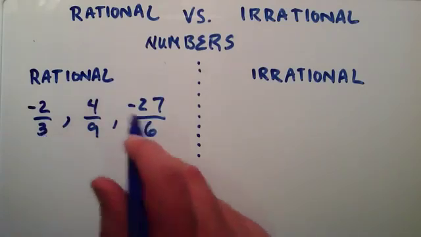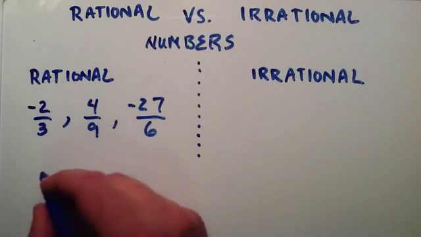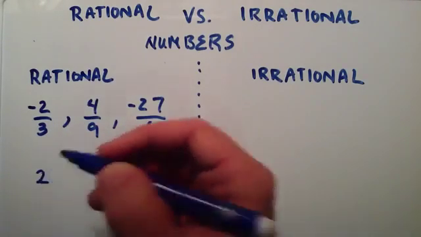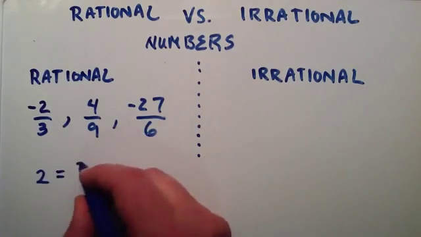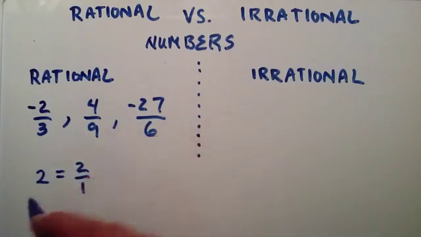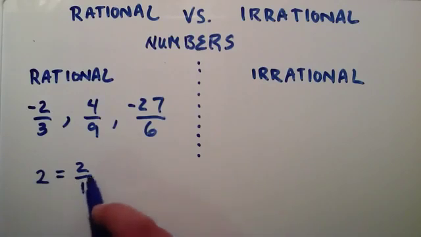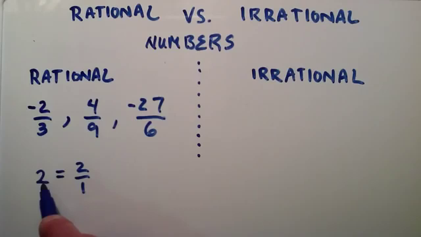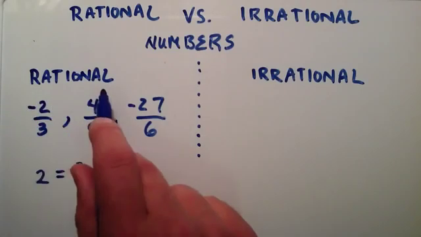And in addition to numbers that look like this, all of the integers are rational. The integer 2 can be written as 2 divided by 1, the integer 3 could be written as 3 divided by 1, and so on. You can divide any integer by the number 1, and you can write it as a ratio of two integers. So because of this property, all of the integers are also rational numbers.